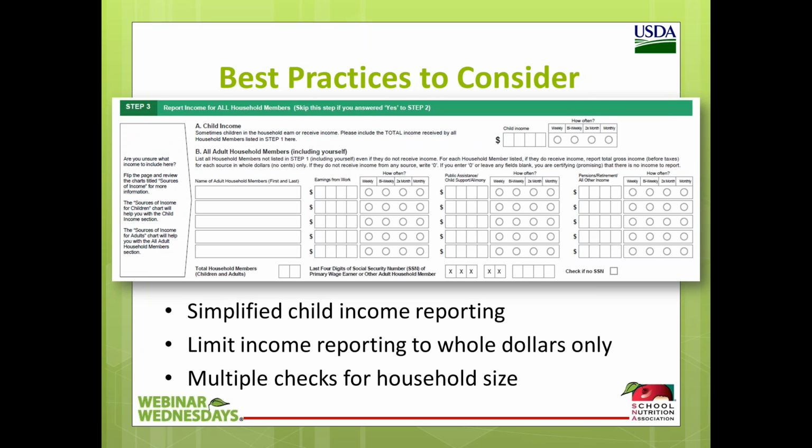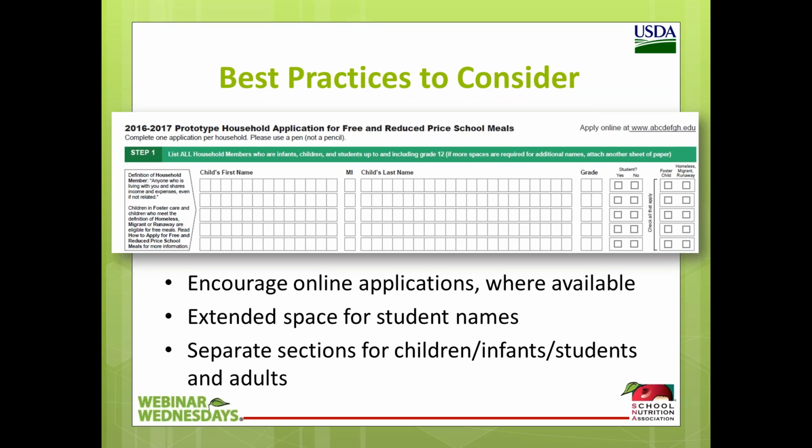Second on this slide, we think it's important to provide enough space for student names to be reported in full. Cutting off a first or last name can make it hard to identify the children on the application. And third, try to separate reporting for children, infants, and students from that of adults so as to discourage double reporting.